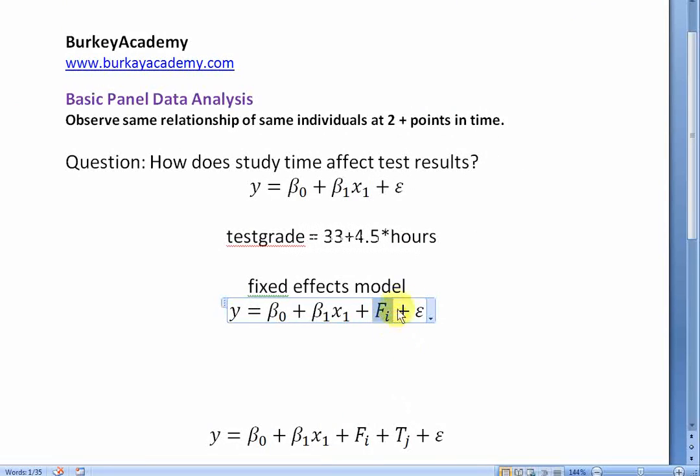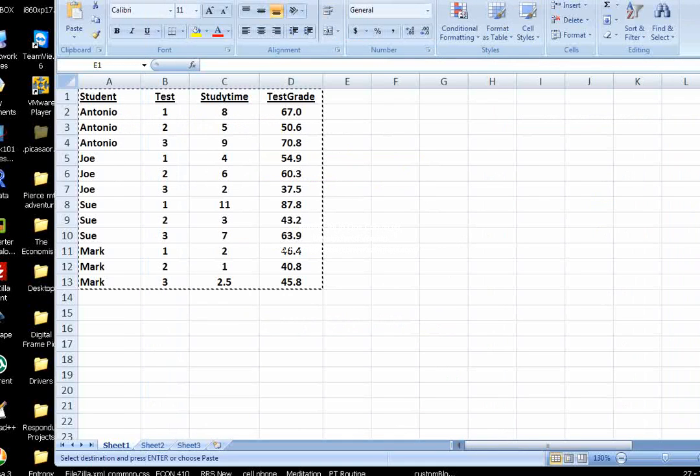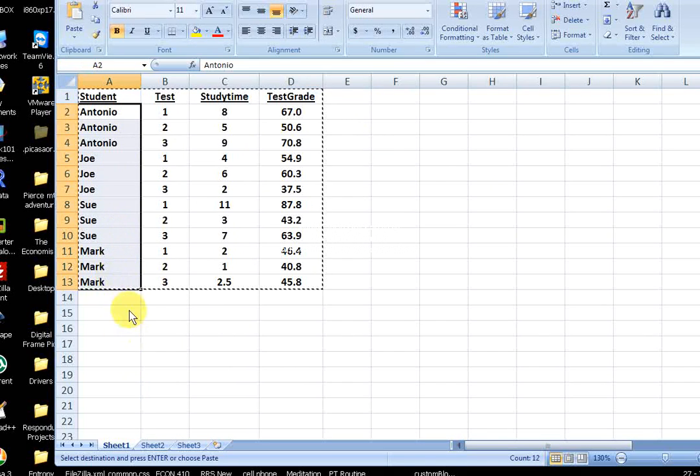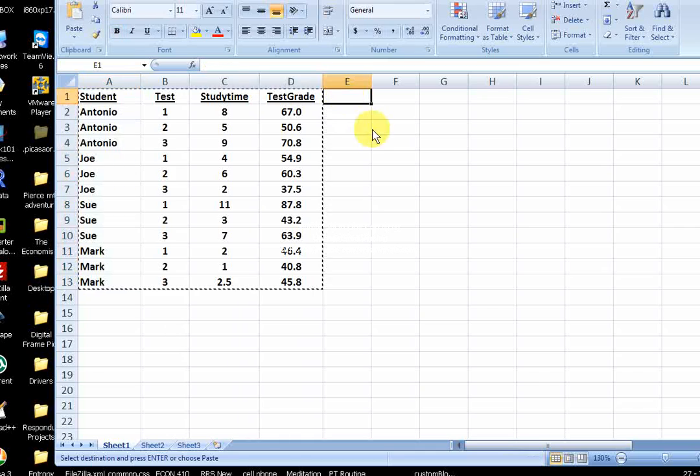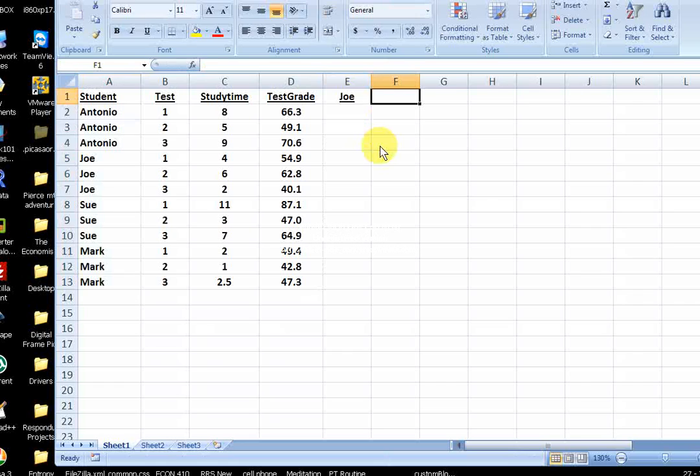You can also change the slopes for people. I'm not going to do that in this model, but how could we actually do that? Well, what we need to do is create dummy variables. The normal way this is done is to create dummy variables. And if you've watched my other videos, you know if there are 4 categories, 4 different students, to represent 4 categories you need 3 dummy variables. And we could do that in this way. We could make a dummy variable to tell us which observations are Joe's, which are Sue's, and which are Mark's.